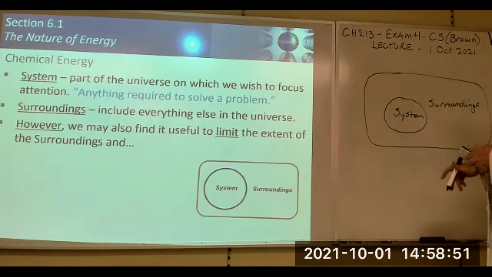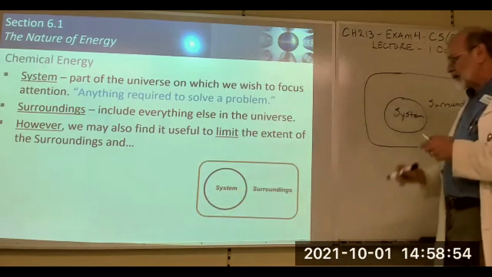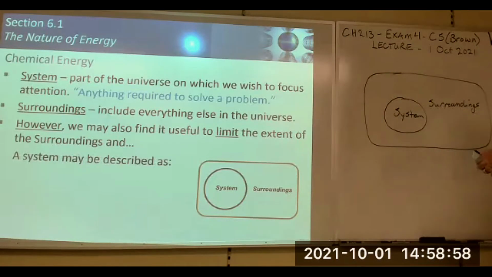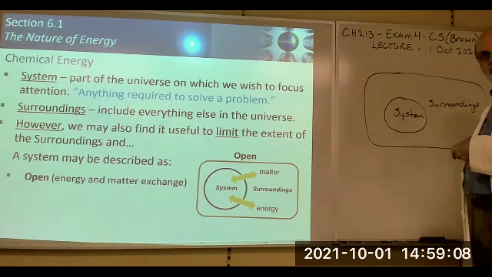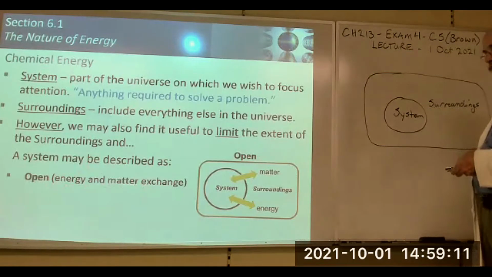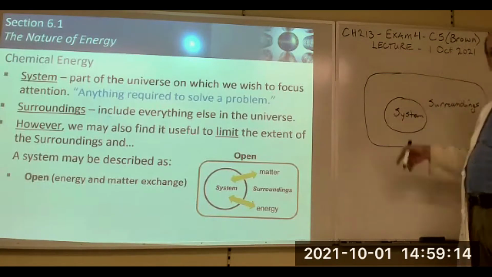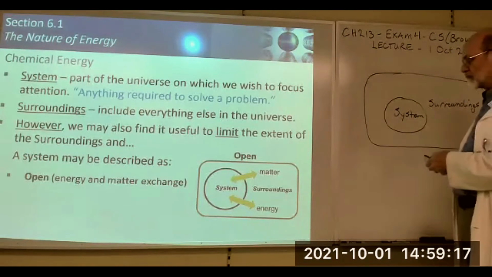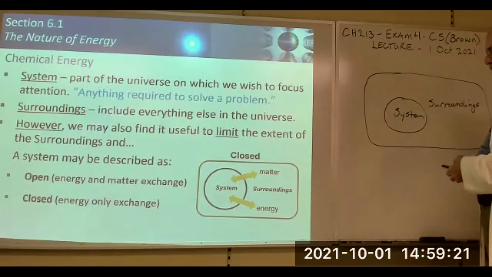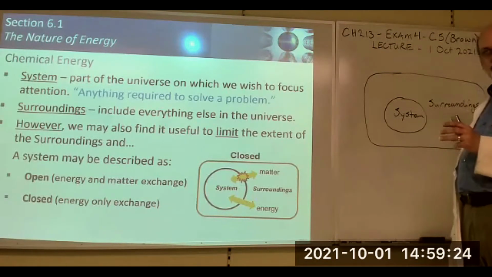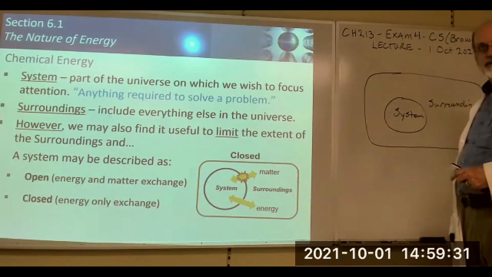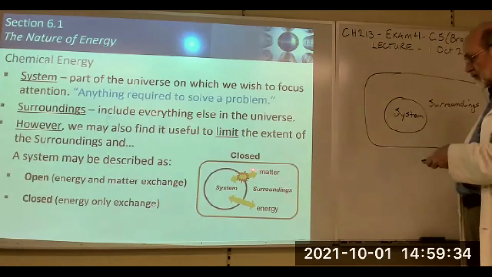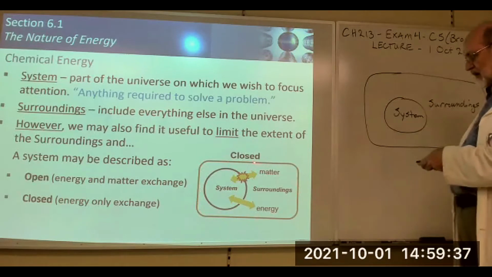And you can view this arrangement here in three different ways. The system itself can either be open, where energy and matter can both transfer freely between the two. There's some natural systems like that. Or you can limit it. You can say it's closed. Matter can't transfer. You can't send matter across that boundary, but energy can transfer. That's a closed system. Okay, and it's coming from the surroundings that we've limited to this space out here.